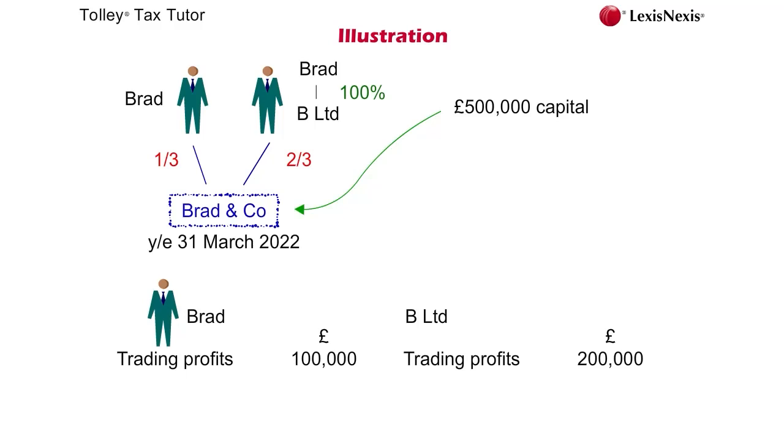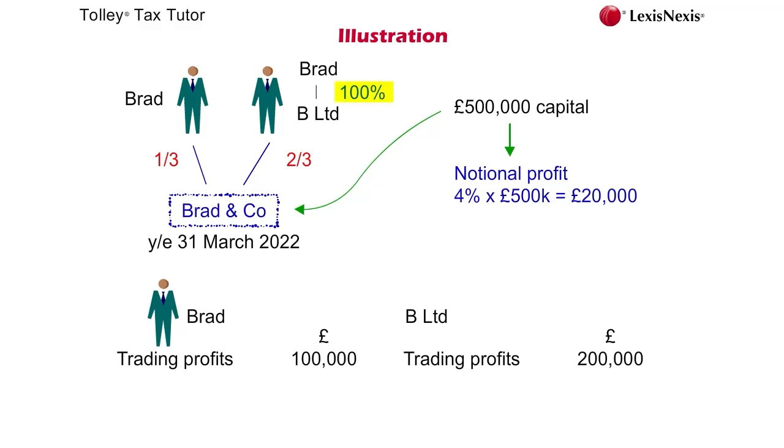We are going to calculate the amount of profits to be reallocated from B Limited to Brad. Firstly, we need to determine whether B Limited's profit share is excessive. The notional profit that B Limited is deemed to have received from Brad & Co is the return on the £500,000 loan made to the partnership. Applying an interest rate of, say, 4% to this loan would mean that B Limited would be entitled to notional profit of 4% of £500,000, which gives £20,000. Since B Limited was actually allocated £200,000 of profits by Brad & Co, this profit share is clearly excessive.